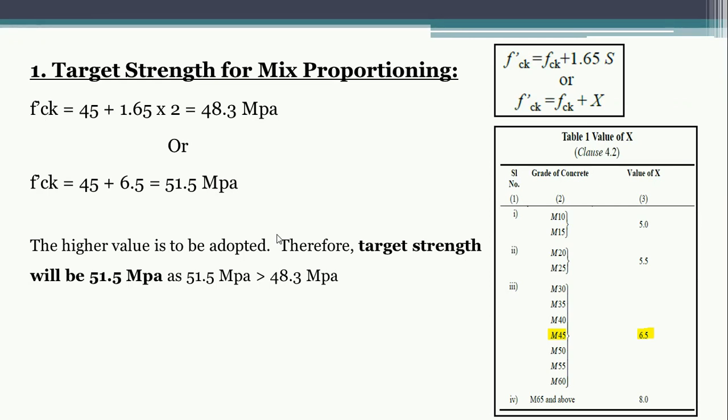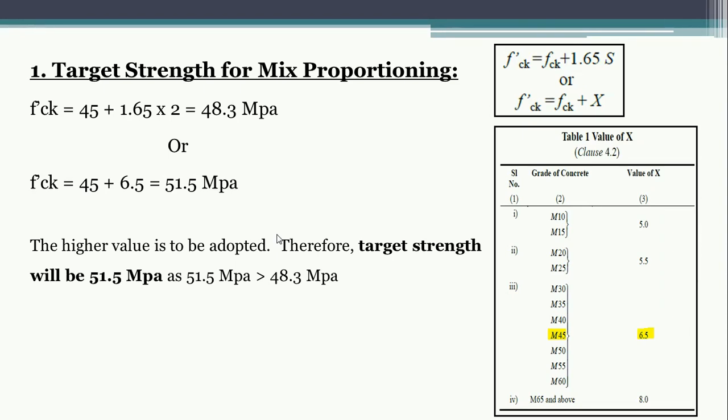Why? Because after doing the test for 30 samples, they have found that the standard deviation is 2 Newton per mm square. You know how to do the standard deviation test; I have explained it when I did the procedure. Based on that test, they have found the standard deviation as 2 Newton per mm square. So you should not take the value of standard deviation from the code book. At this point you have to be very careful.